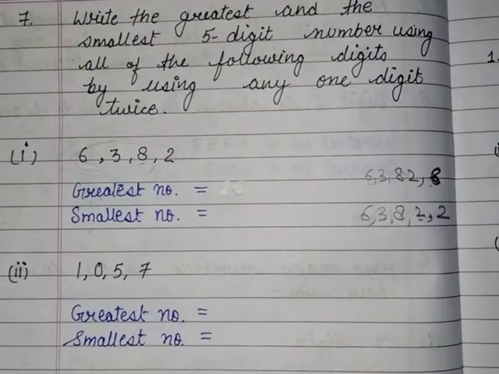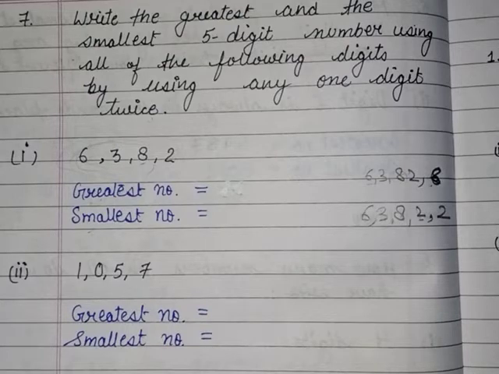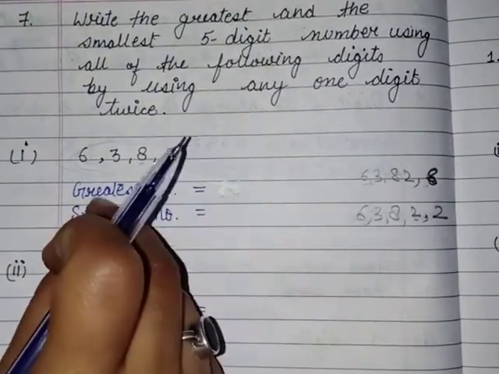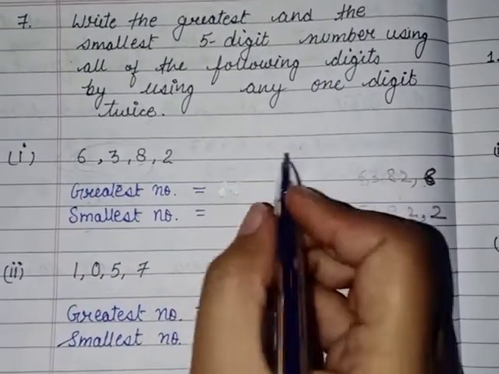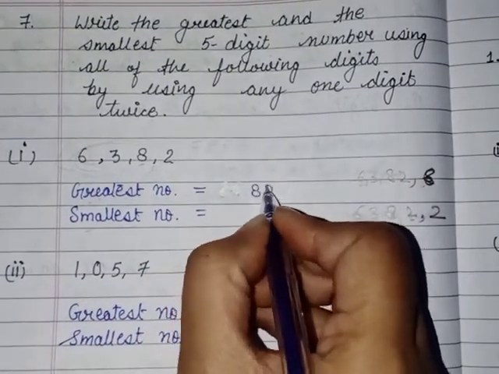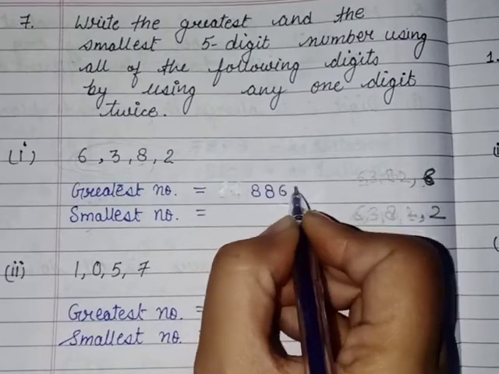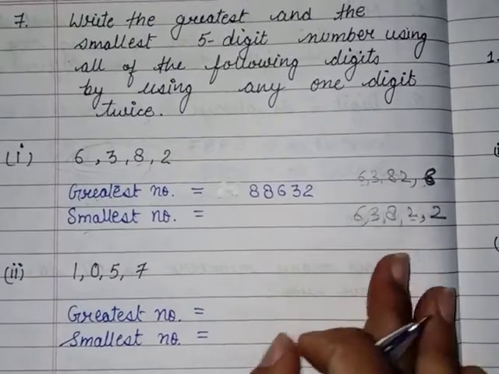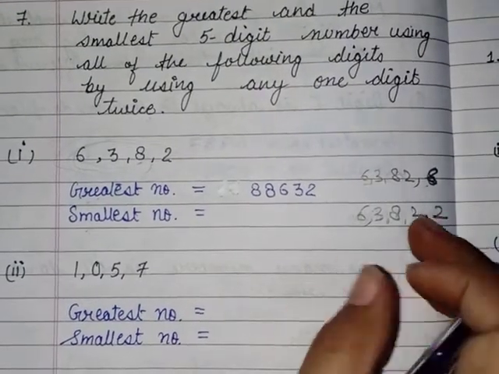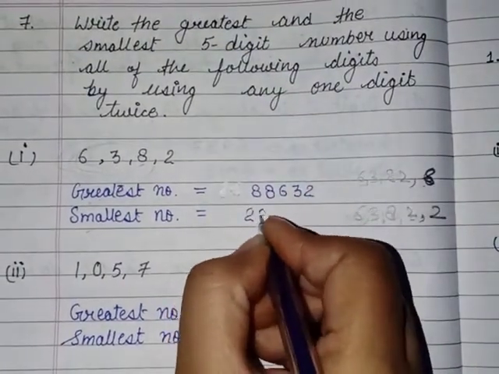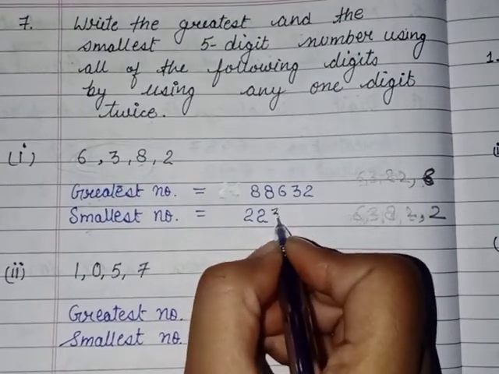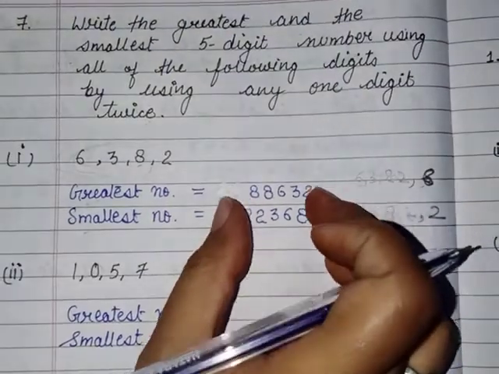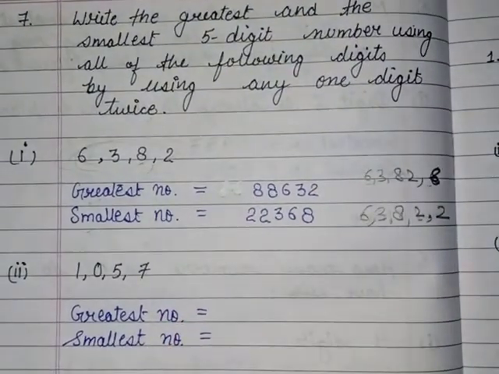Now we will form numbers using these digits. To form the greatest number, we will arrange them greatest to the smallest. Greatest is 8, then again 8, then 6, 3, 2. To form the smallest number, we will arrange them from smallest to the greatest. That means smallest is 2, 2, 3, 6, 8. Okay, so this is the greatest number and this is the smallest number.